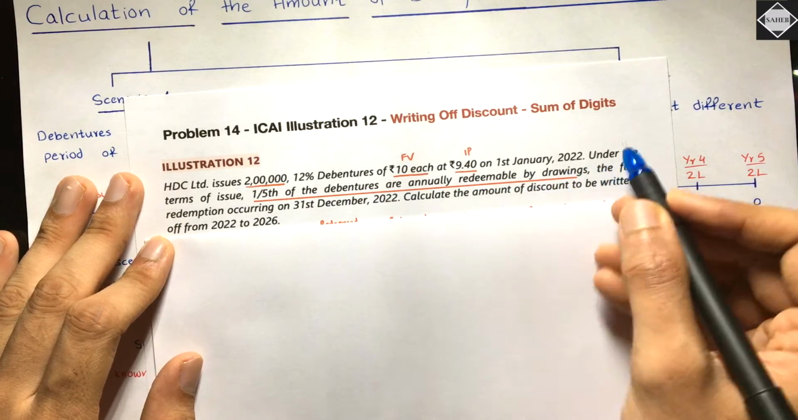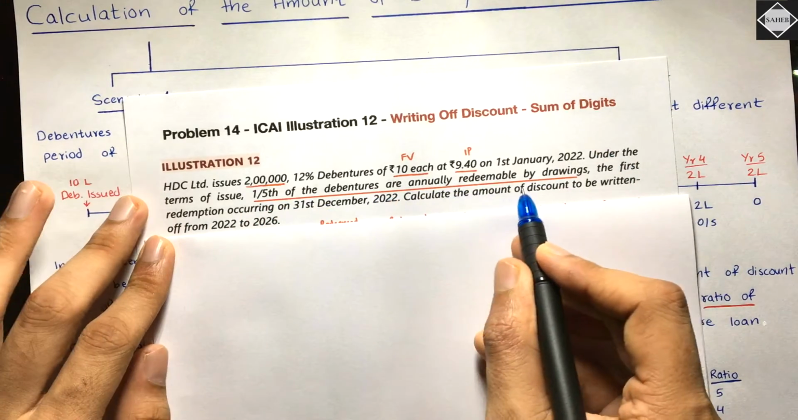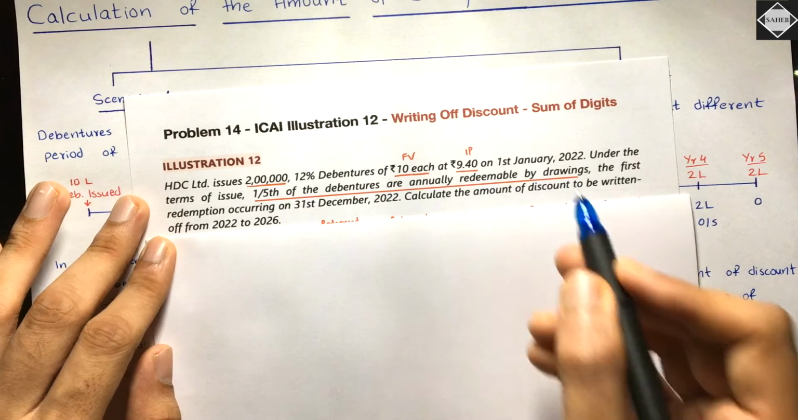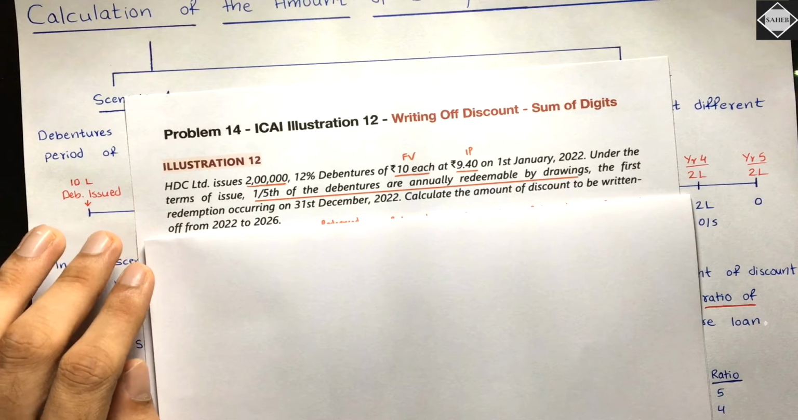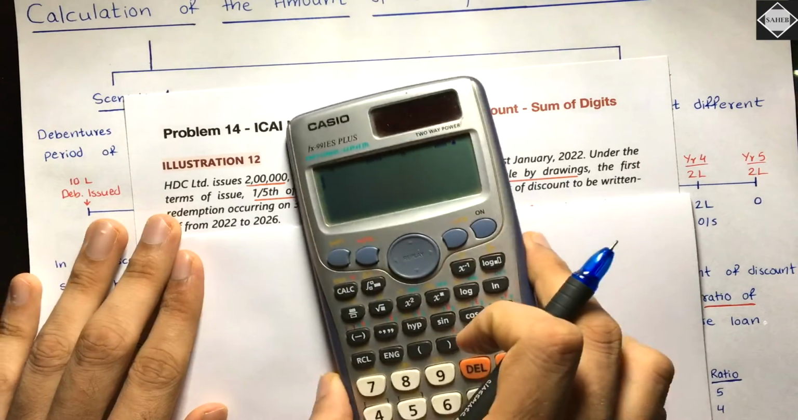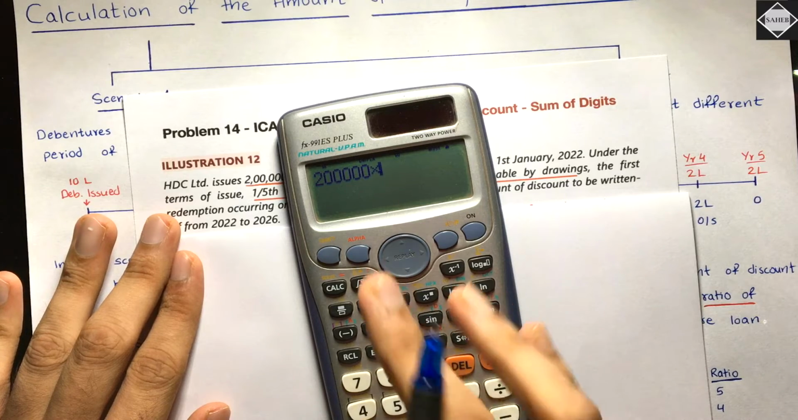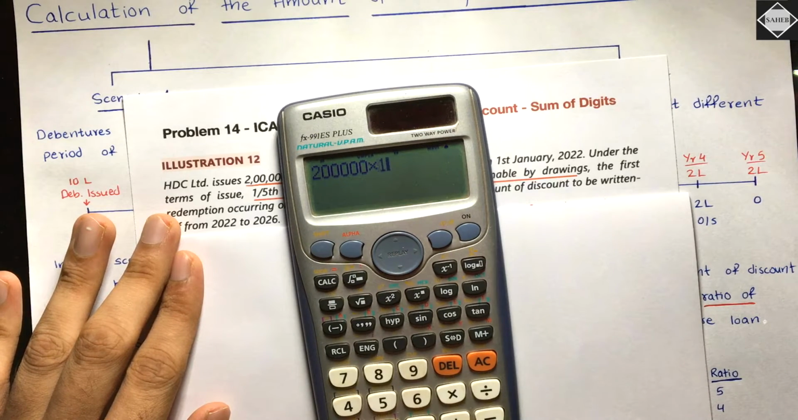Under the terms of issue, 1/5 of the debentures are annually redeemable by drawings. 1/5 means how much? 1/5 means 20%, isn't it? Yes. So let's just do the calculation. See here, how much face value in total? 2 lakh total number of debentures, face value is rupees 10.